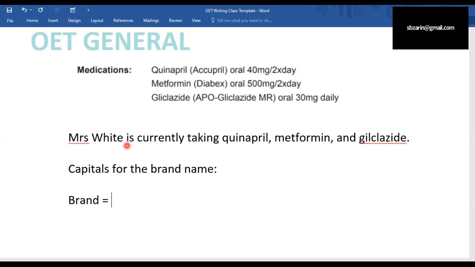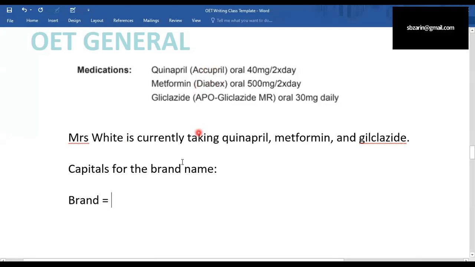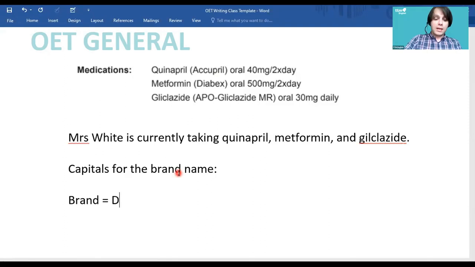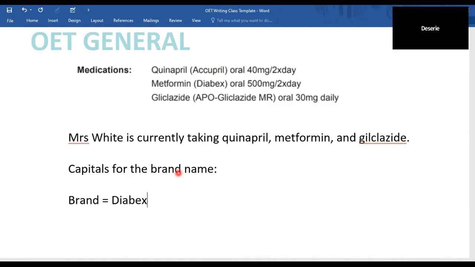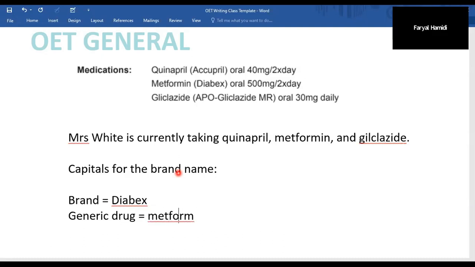Like here, Diabex. Oh, like here, yeah. These are the brands, aren't they? Yeah. So Metformin. Diabex is the name of the company that makes Metformin, right? And the generic drug is Metformin. What is Metformin? I don't even know. But it's always there. It's a drug for diabetes. For diabetic. Okay. Cool. Hypoglycemic.